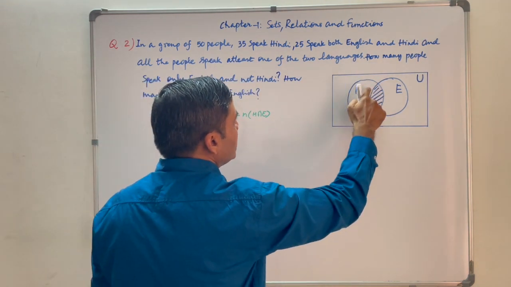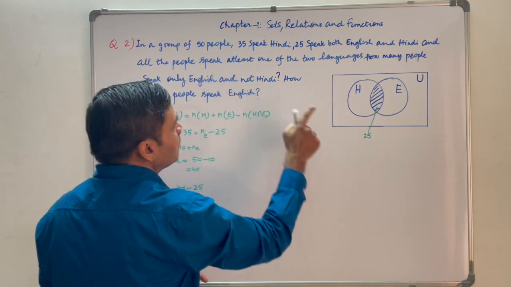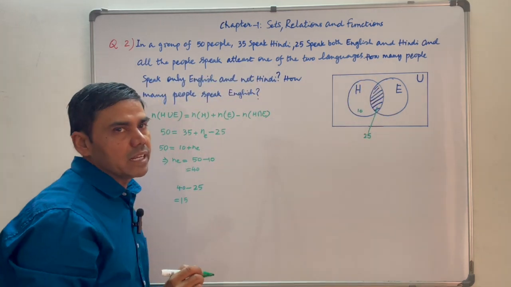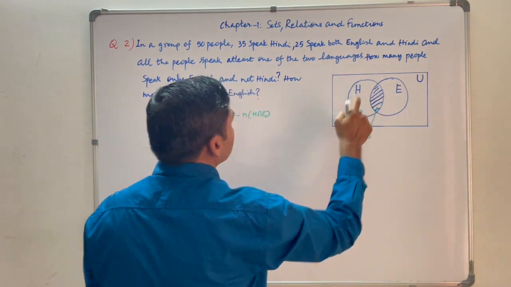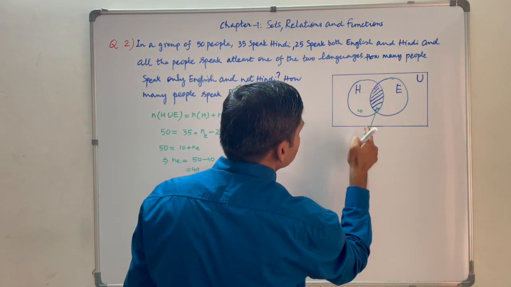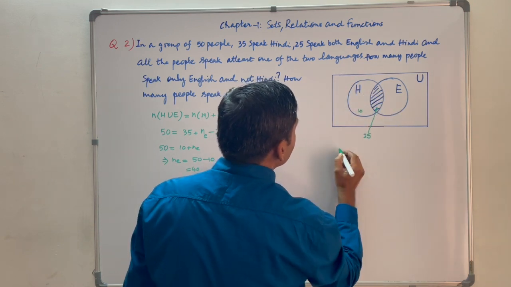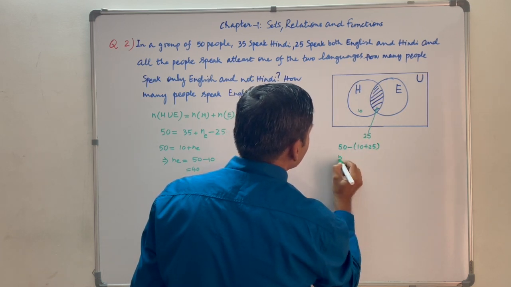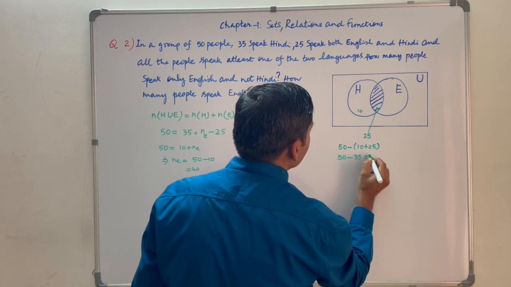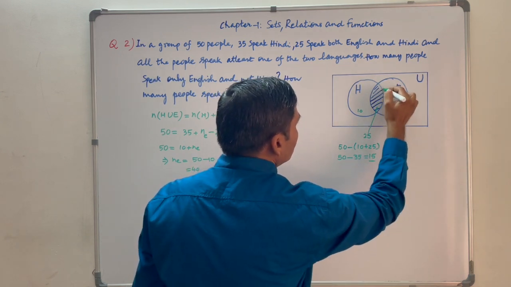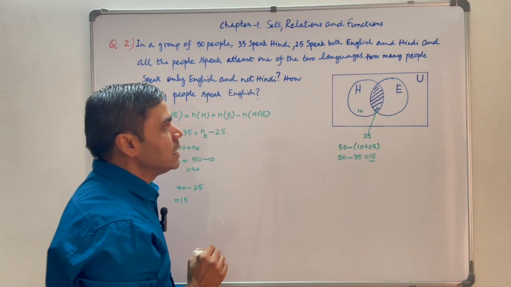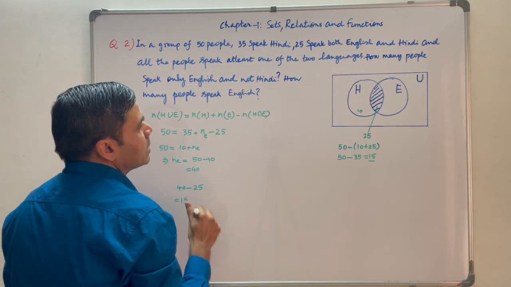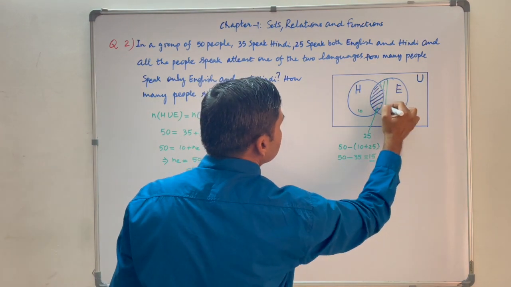Number of people who speak only Hindi will be 35 minus 25, means 10. 10 people will speak only Hindi, not English. And total is 50. So if we subtract 10 plus 25, means 35, from 50, so we will get 50 minus (10 plus 25), that is equal to 50 minus 35, that is equal to 15. So 15 people speak only English, not Hindi. So we have figured out first part, how many people speak only English and not Hindi. 15 people means this area.